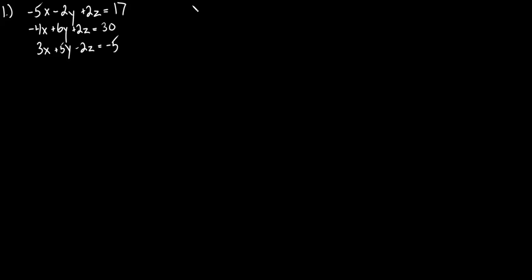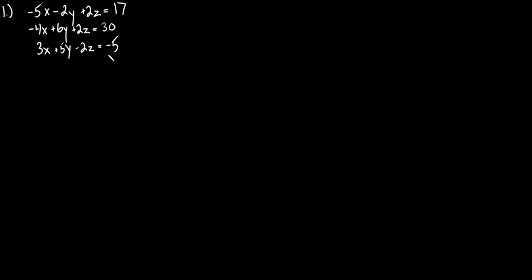Now we have a three variable system right here. We have negative 5x minus 2y plus 2z is equal to 17, negative 4x plus 6y plus 2z is equal to 30, and 3x plus 5y minus 2z is equal to negative 5. Now, when we're solving three variable systems, the preferred method that I use is actually elimination. We're going to use a lot of elimination today. You could use substitution, but I'm going to go ahead and do elimination.